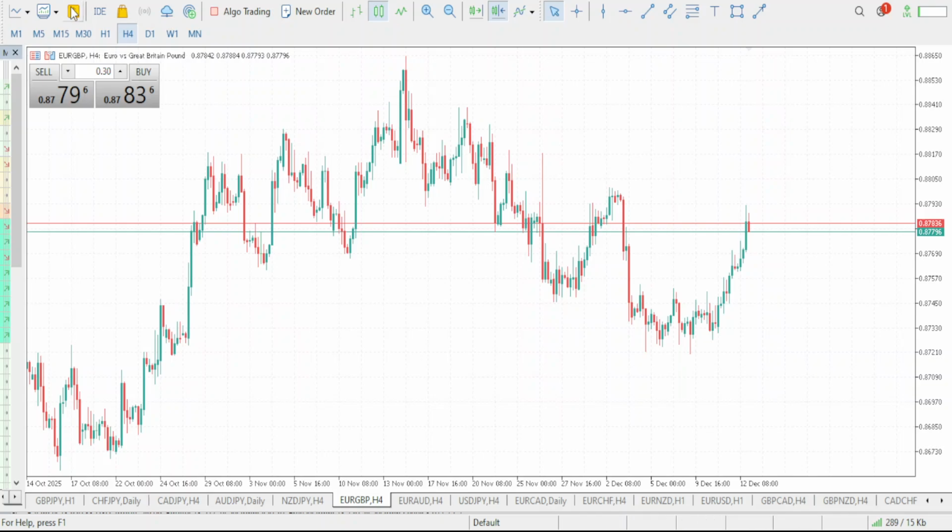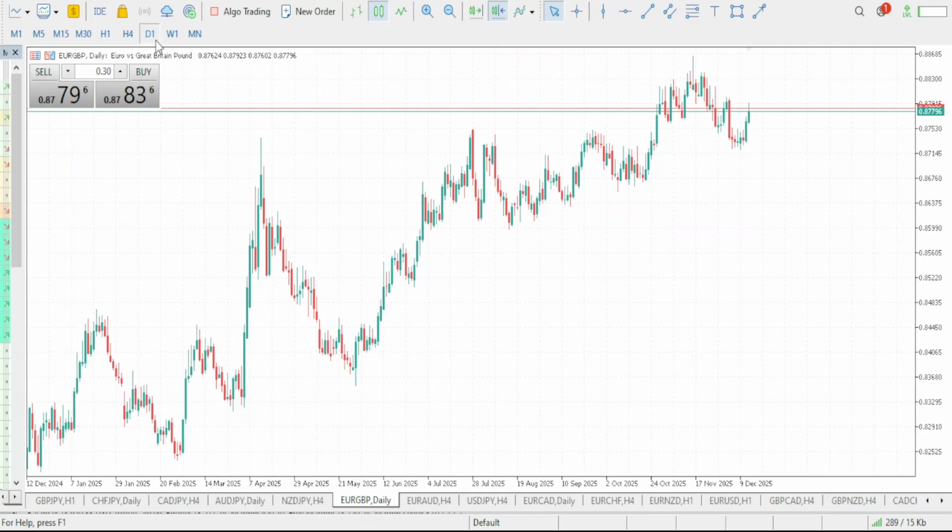Now let's see on Euro GBP. So let's start with our trend. We will take a look at the main trend, and we will also take a look at our current trend. Now, what is the main trend? You can clearly see that the main trend on Euro GBP is an uptrend. It is very clear that our main trend on Euro GBP is an uptrend move.